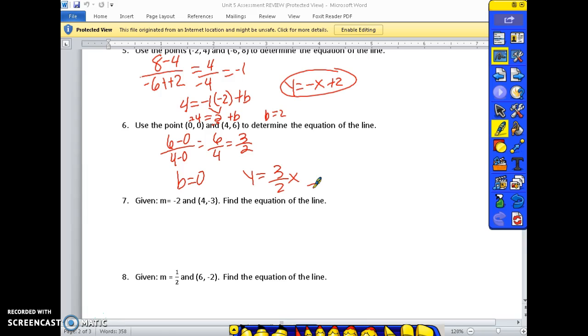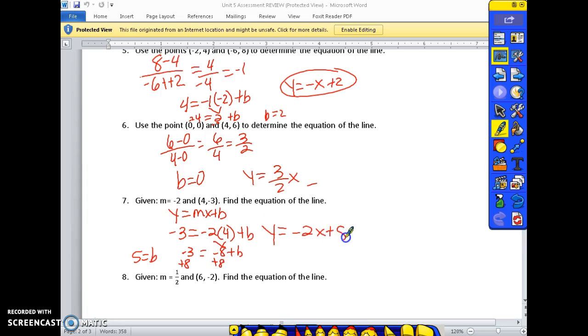For number 7, I already have my slope, so I'm just going to plug these 3 numbers into y equals mx plus b. My y is my second number, that's negative 3. My slope is negative 2. My x is 4. I multiply negative 2 times 4, which is negative 8. Bring everything else down. To get b by itself, I have to do the inverse operation of negative 8, which would be adding 8. Negative 3 plus 8, these are different signs, so I subtract and keep the sign of the highest number. That will be 5. So my equation is y equals negative 2x plus 5.